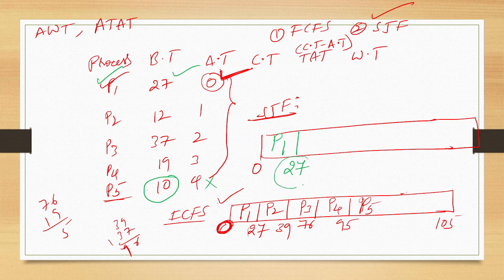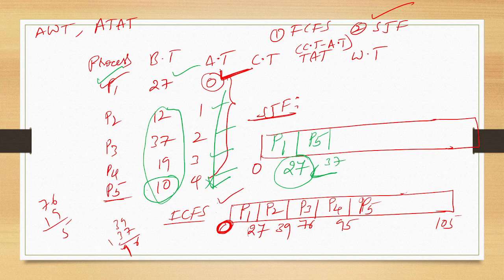Now by the time the CPU time is 27, all the processes are waiting, right? P2 came at 1, P3 came at 2, P4 came at 3, P5 came at 4. That means now we have to check which has the least burst time out of the waiting processes. Which of these waiting processes has the least burst time? P5, right? 27 plus 10, 37, because of P5's burst time. Next, which has the least? P2.